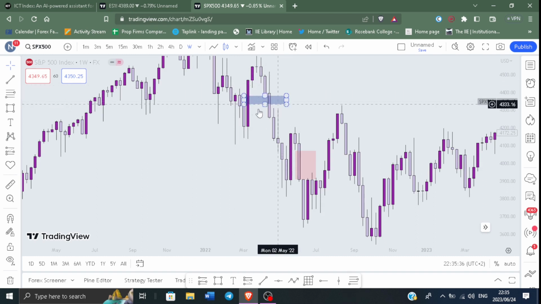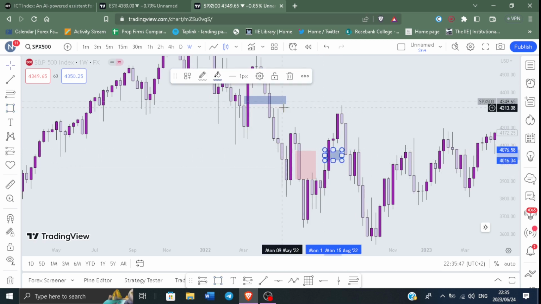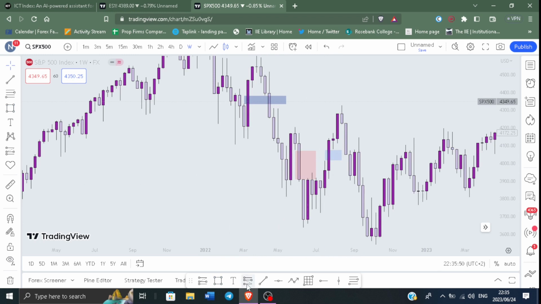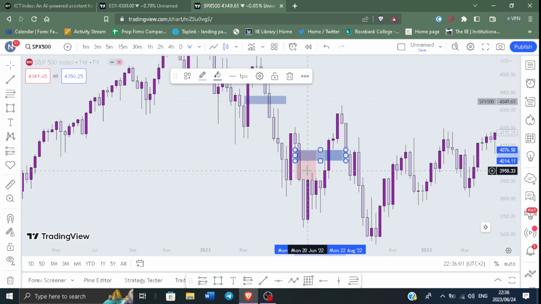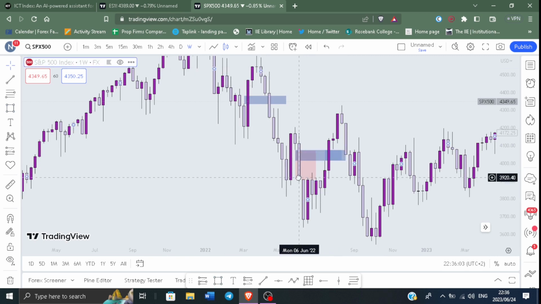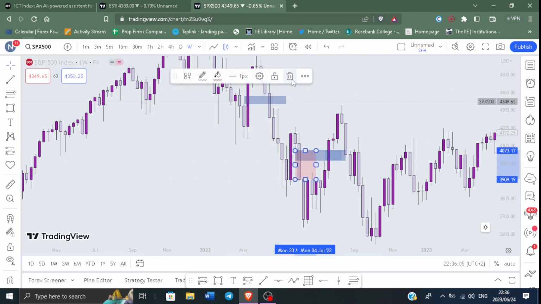So what I've just marked out is what we consider a balanced price range when two fair value gaps overlap. If we look here at the bottom, we have the same scenario. We have this SIBI over here and we have a BISI over here. And if we take out our rectangle and mark out the area that overlaps, we will have our balanced price range. So this would be our balanced price range for this area over here.